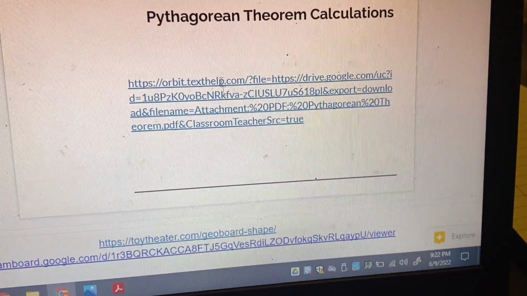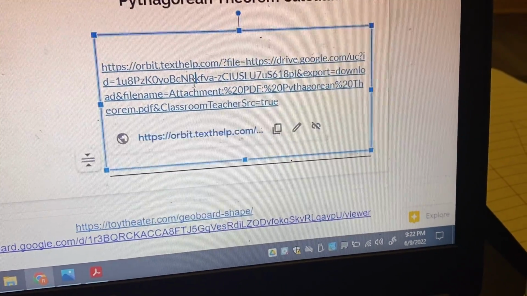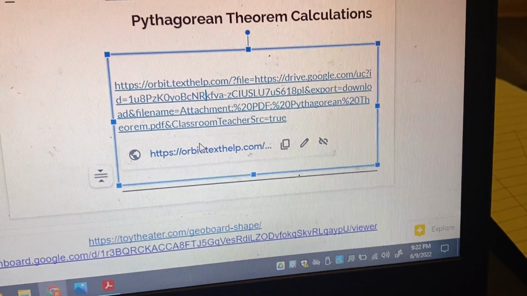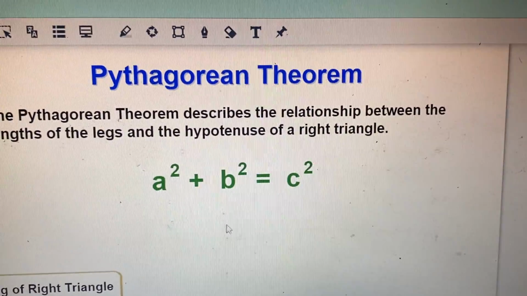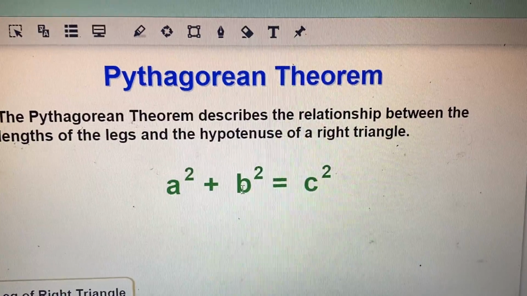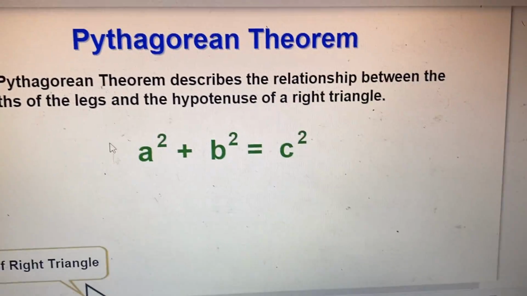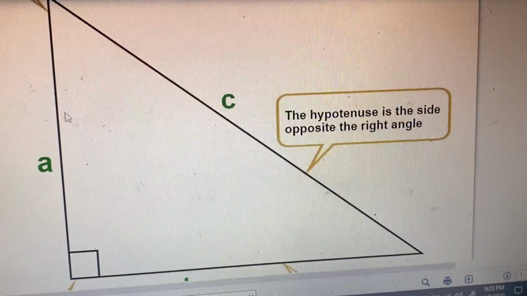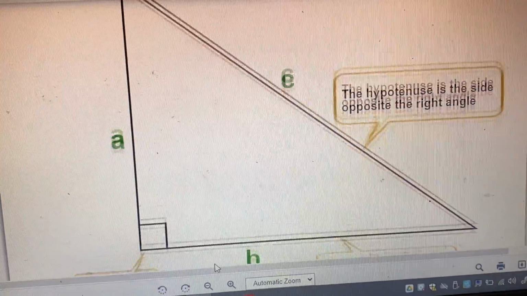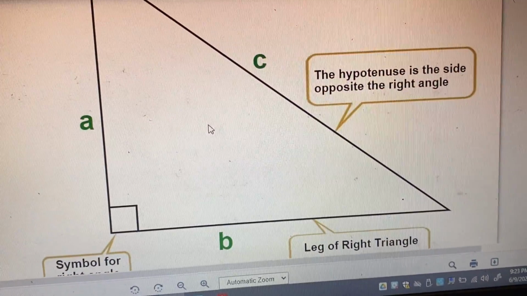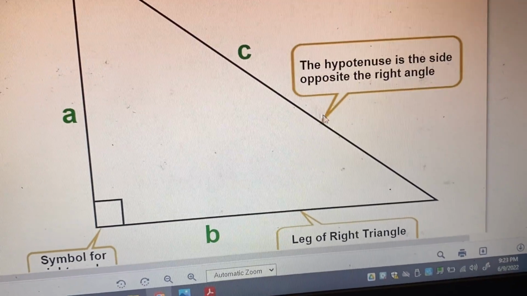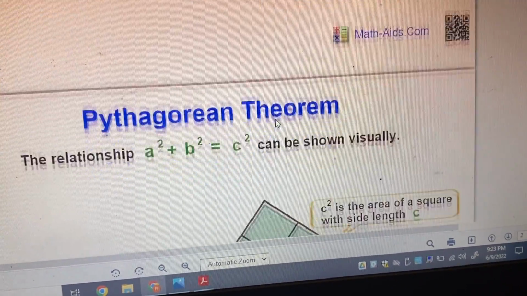The other slide that I would like you to look at shows the calculation that you would use for the Pythagorean theorem. If you look at the slide here, here is your right triangle. This right here is A, and this is labeled B. And then here is C. And we're going to just move on down.